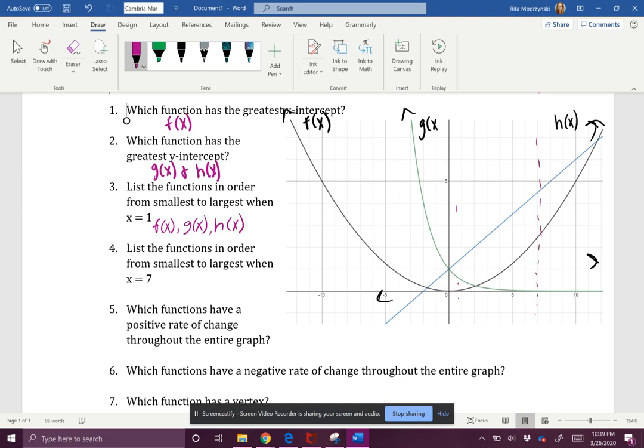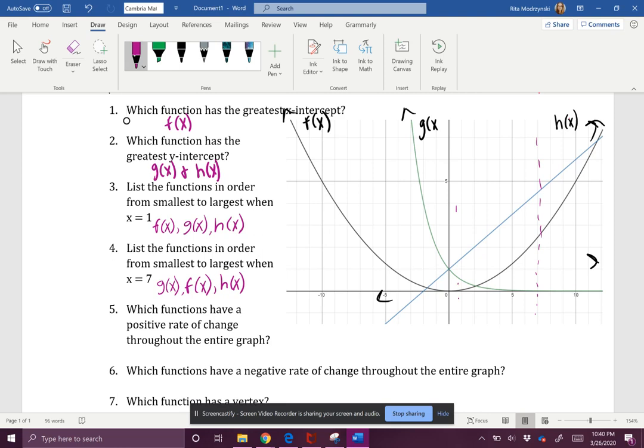Now you notice our functions may change. This time, my smallest y value when x is equal to 7 belongs to g of x, our exponential function. Probably because it's getting so close to its asymptote. Our next largest y value when x is equal to 7 belongs to our quadratic function, or f of x. And if we go up further, our linear function h of x has the largest y value when x is equal to 7.